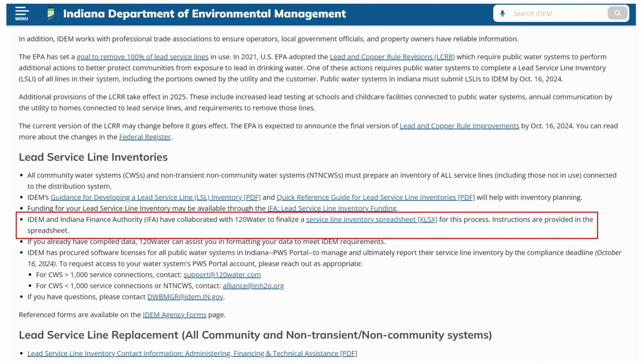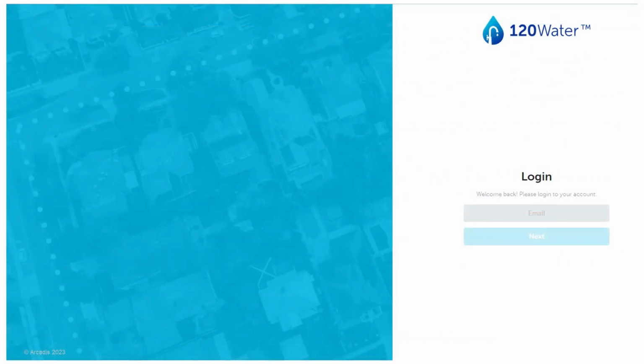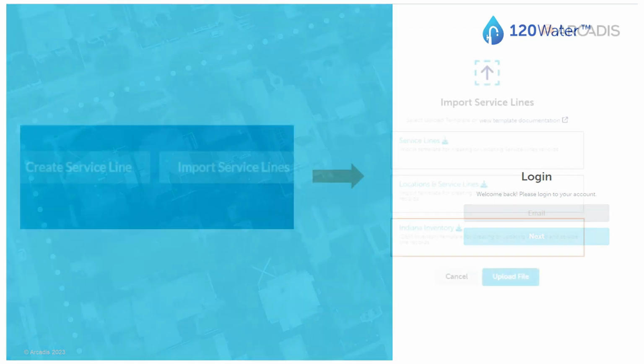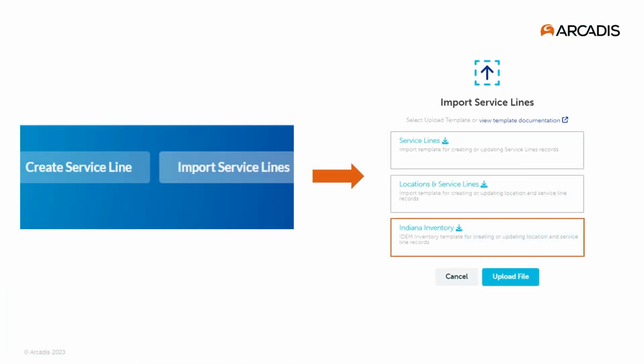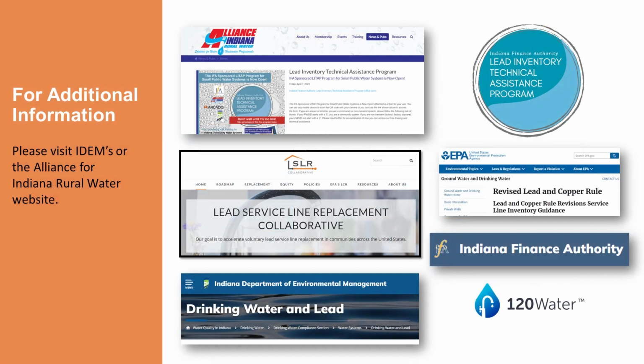Completing the IDEM lead service line inventory template is a vital step in safeguarding drinking water for current and future customers. All public water systems, including non-transient, non-community water systems, should have received an email in April with a link and instructions to set up an Access Indiana account and 120 Water Portal account to which the service line material inventory can be submitted. To learn more, please visit IDEM's website or the Alliance for Indiana Rural Water.